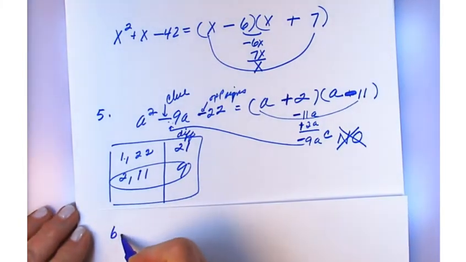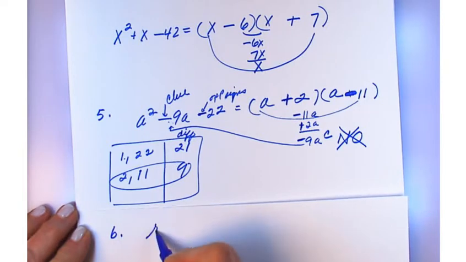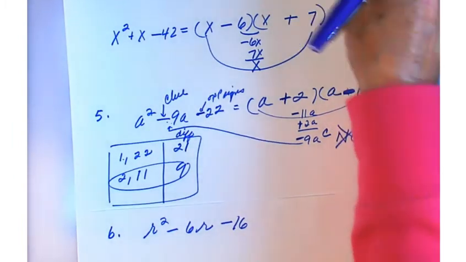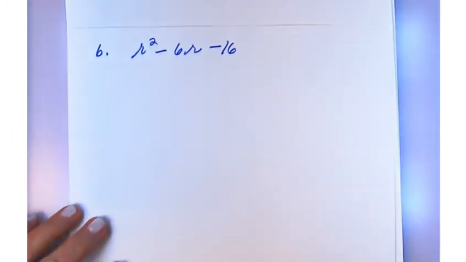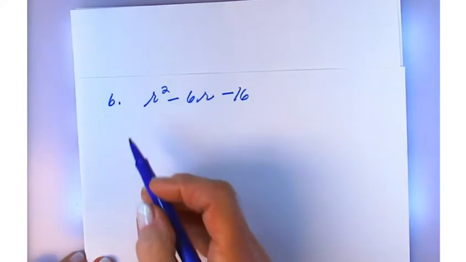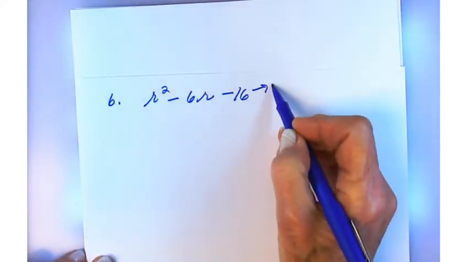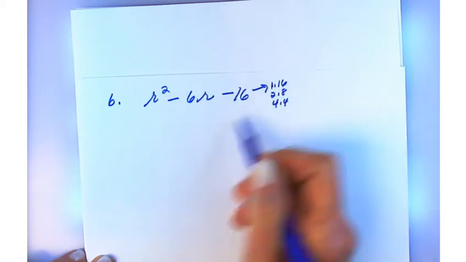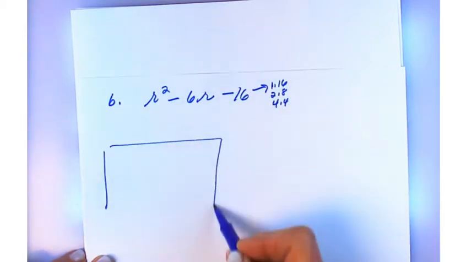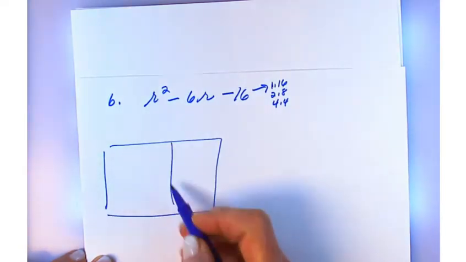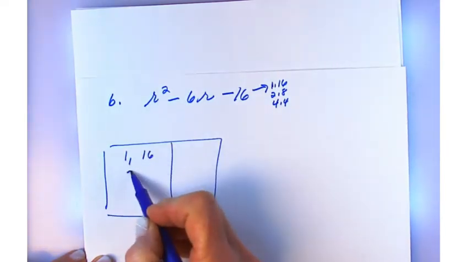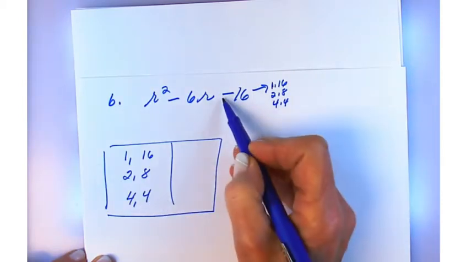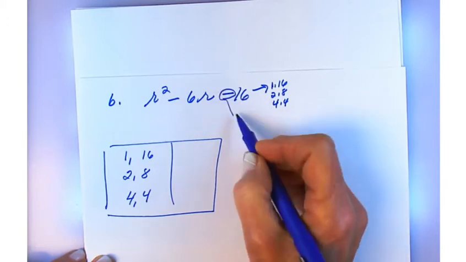B, r squared minus 6r minus 16. So, I would just put it up here. 1 and 16, 2 and 8, 4 and 4. But making this box, I see it has advantages. 1 and 16, 2 and 8, 4 and 4. Since this is negative, we want a difference.